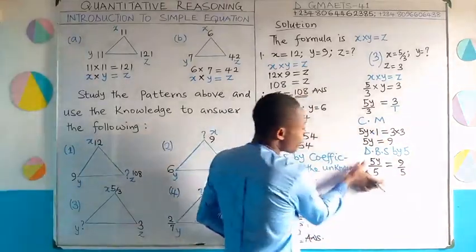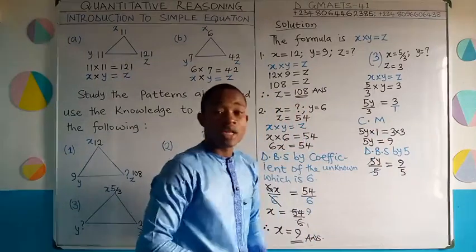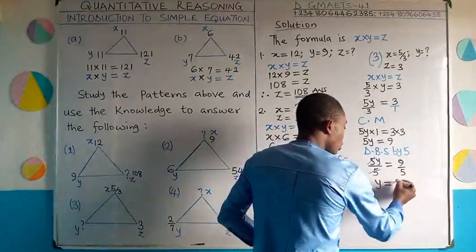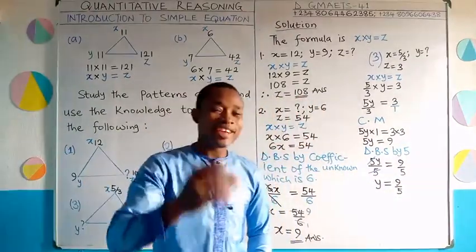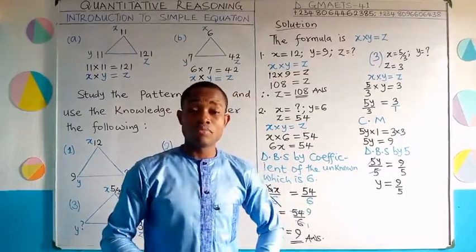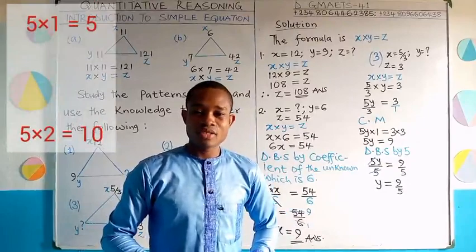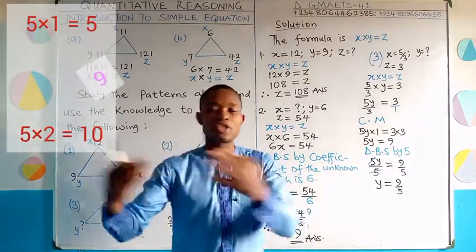Let us look at what happens on the left hand side here. This 5, we cancel this 5. Then y will be left. Bring down the y equal to 9 over 5. 5 cannot divide 9 completely. If you go to multiplication table, you notice that 9 is not a multiple of 5. Therefore, 5 is not a factor of 9.